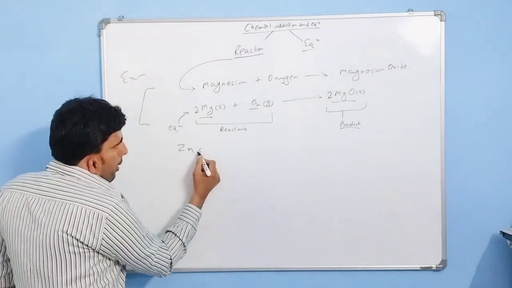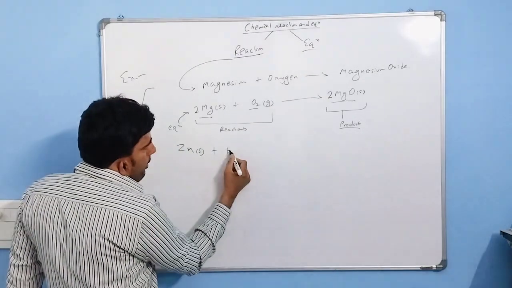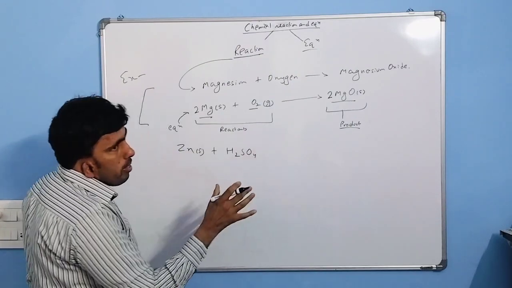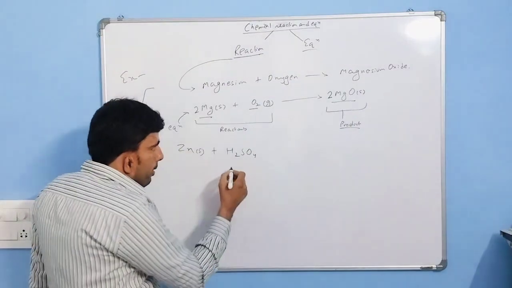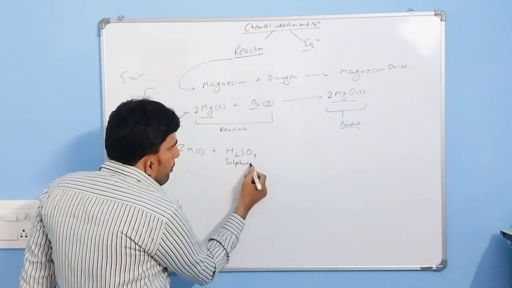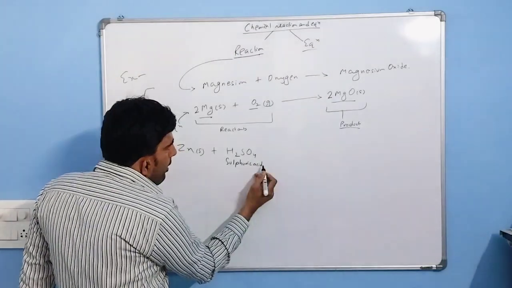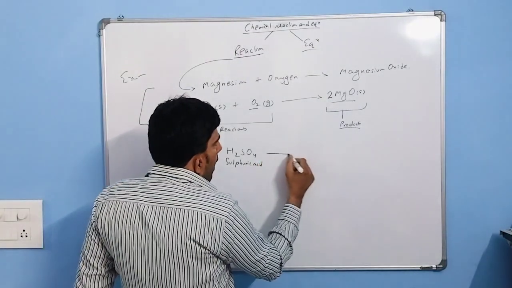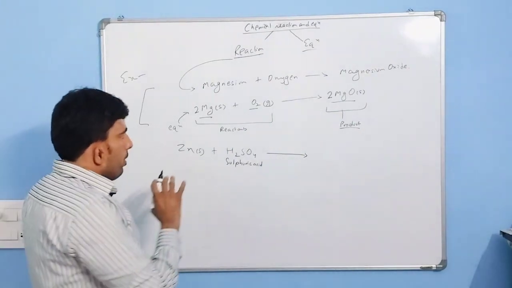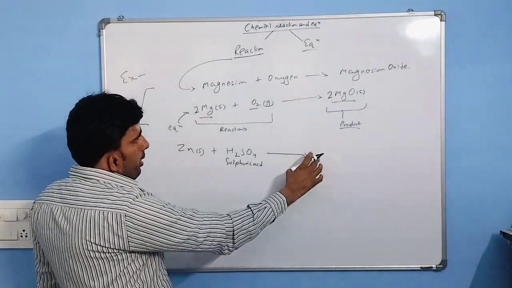Okay, it's a metal we have, and when I react it with H2SO4, what is this? It is an acid, and we call it sulfuric acid. Now we can see what will be the product here.